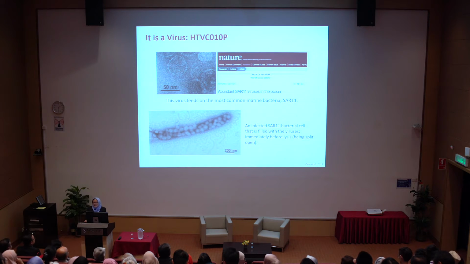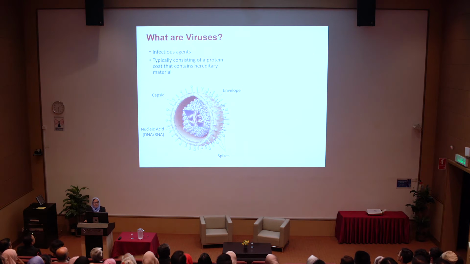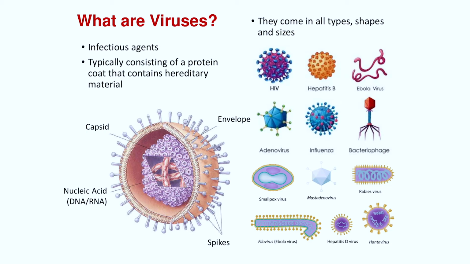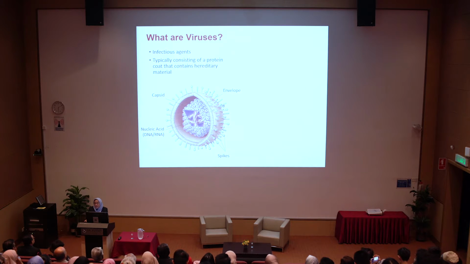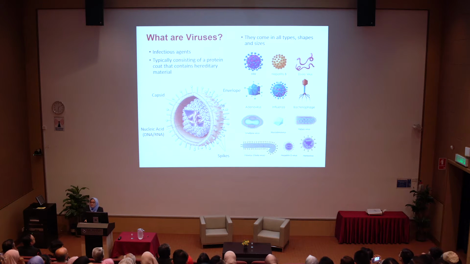And it's a virus that was discovered in 2013, and the virus feeds on the bacteria, okay, which is a marine bacteria called SAR-11. So what are viruses? They are infectious agents that typically consist of a protein coat that contains the hereditary material, which can be either DNA or RNA. And they come in all types, shapes, and sizes.